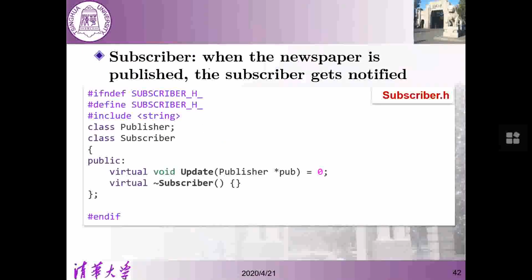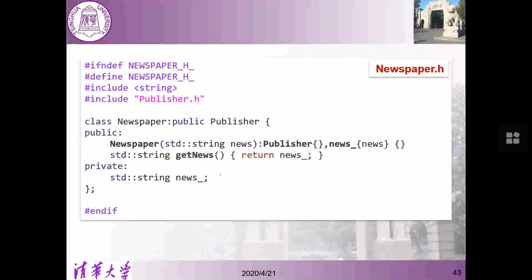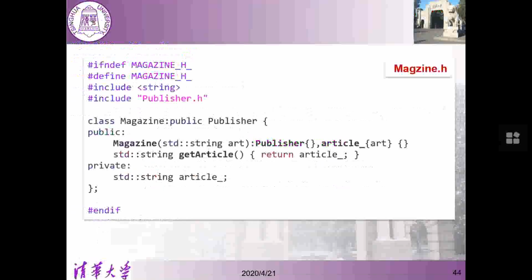Then the subscriber is designed like this. The key function is the update. We get anything we want from this update function. Then we have a newspaper. The publisher is the base class, so the destructor is virtual, so that there may be some memory leaks if the destructor is not virtual. Right? And we have that example in our previous slides. Then for the newspaper, there are some member functions for news. And the magazine is also a publisher's derived class.